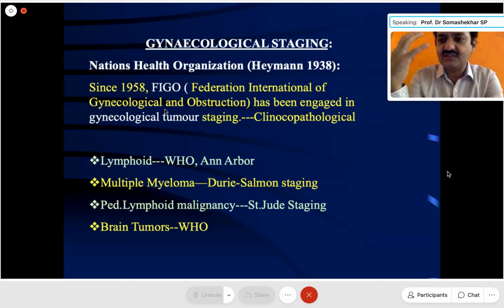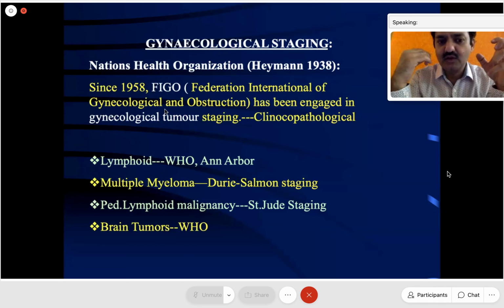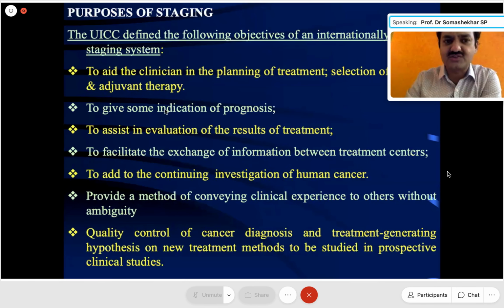There are other staging systems as well. For lymphoid malignancies, lymphomas, non-Hodgkin's, you have WHO and Ann Arbor staging. For multiple myeloma, you have Durie-Salmon staging. For pediatric lymphoma, you have St. Jude staging. For brain tumor, you have WHO. Extremely important, these are asked in the practical exam: what is the staging system? Also, this is a 10 marks question: what are the various staging systems available in oncology? So you must know that. Now, what is the purpose of staging?